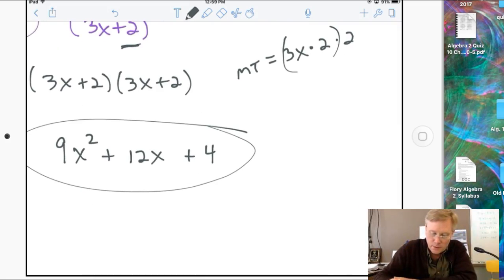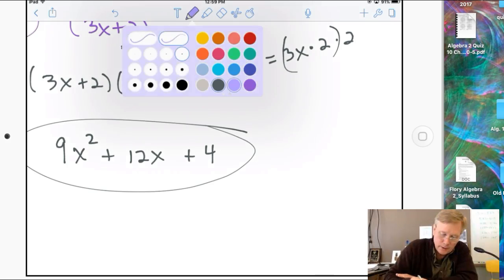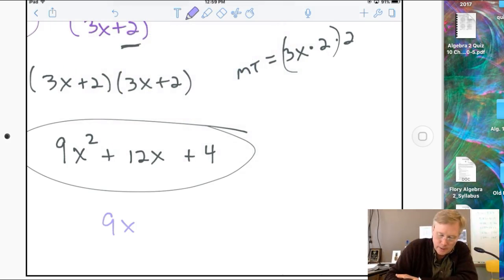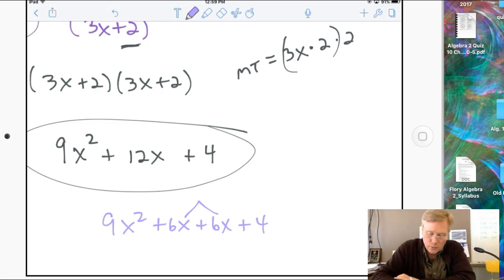Now the other way you could do it, if you FOILed it out, or used the box technique, I'll do it with FOIL. I get 9x squared, outside is 6x, inside is 6x, and the last is 4, which, you'd add those two together and you'd get your 12x, which is the same thing, okay?